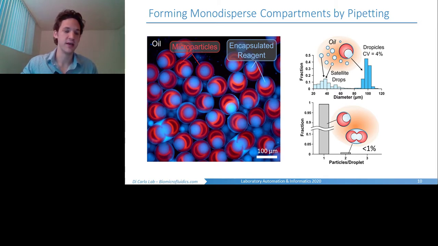And then if we look at the uniformity of the population, we see that all the droplets formed with these particles are very uniform, with diameter CVs of about 4%, which is comparable even with state-of-the-art droplet microfluidic systems. So great, we've met our first requirement. We can create uniform compartments, and we can do it with just a pipette with simple, common lab equipment.